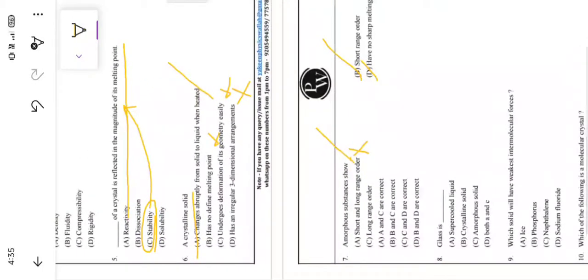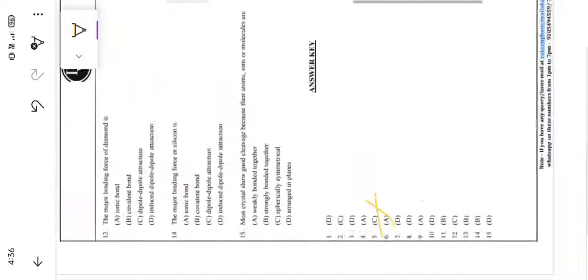Next, number 7. Amorphous substances show short and long range order. Short range order, have no sharp melting point, this is correct. Long range order is wrong. So B and D. Sorry, D. 7D.